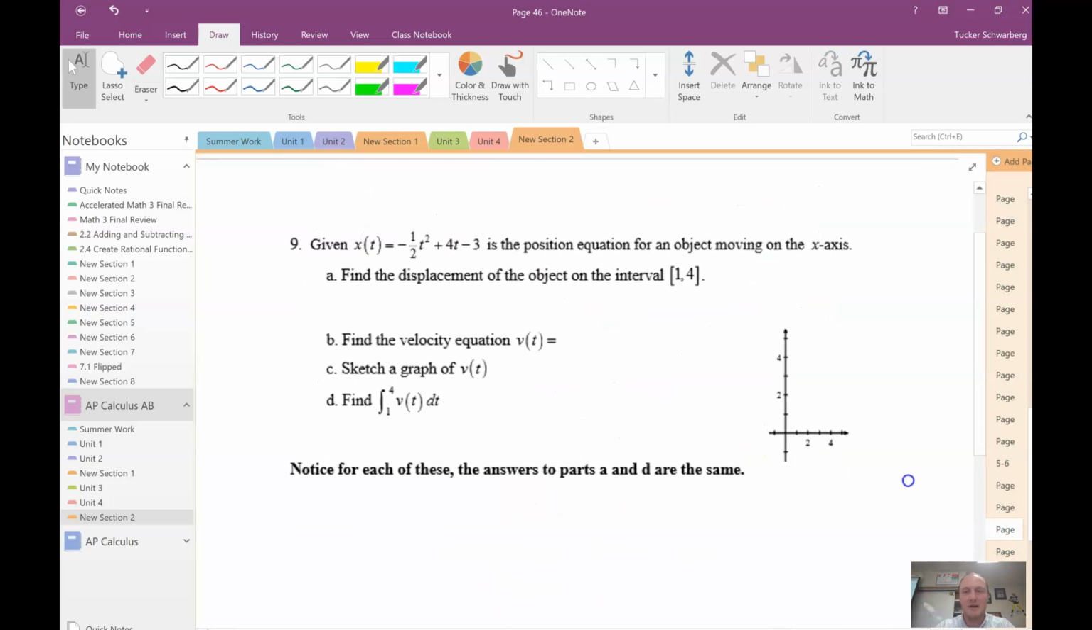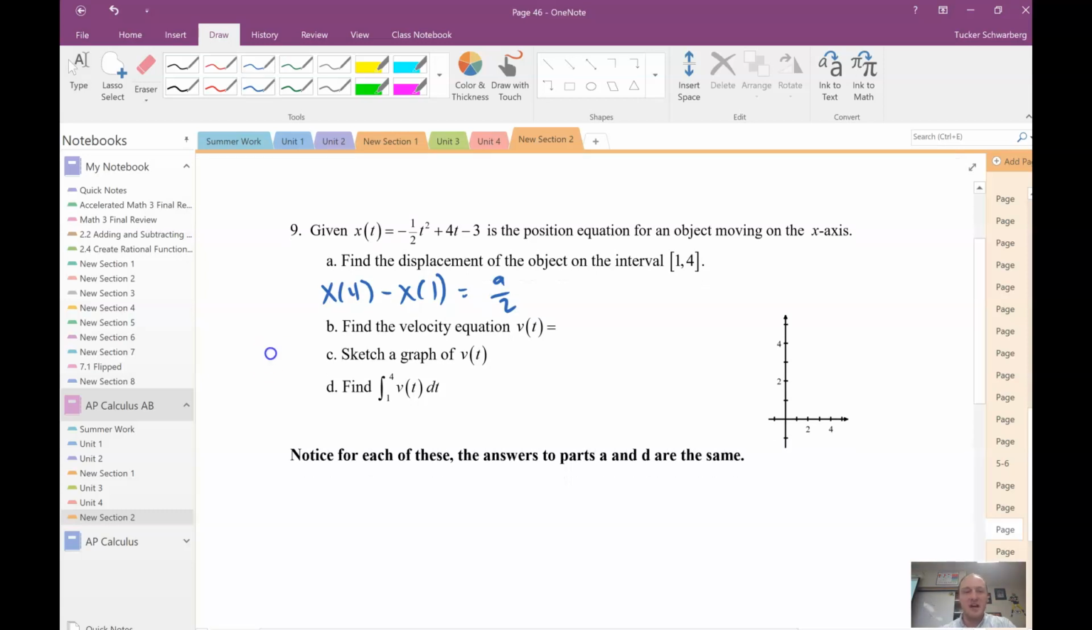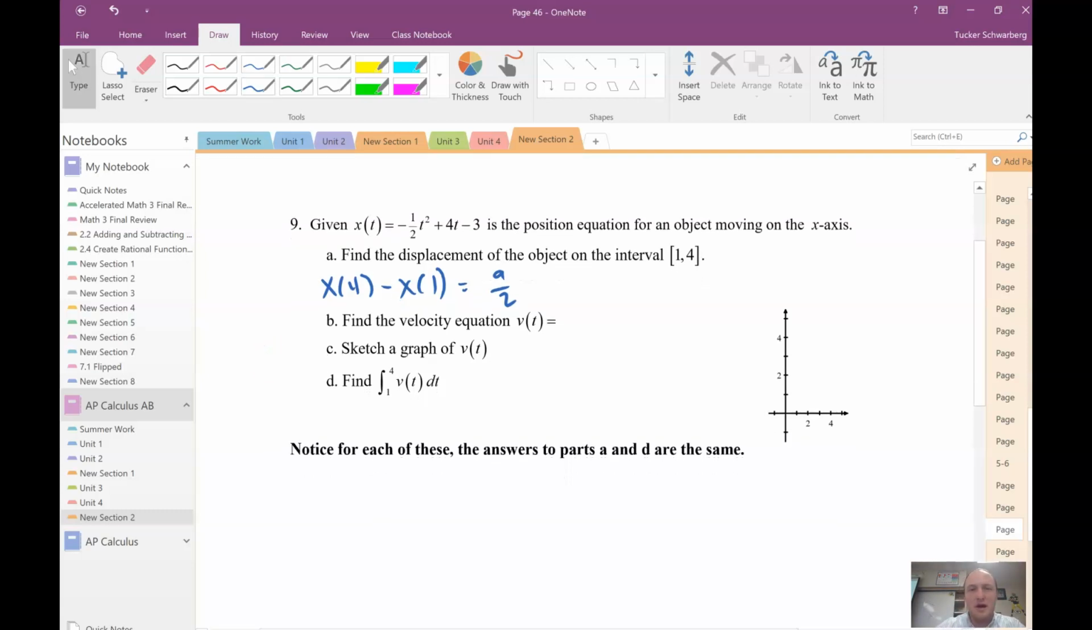Here we have a position function, x of t, and it wants us to find the displacement of the object on the interval 1 to 4. If I plug in x of 4 minus x of 1, this gives us 9/2. You can believe me. Part B, find the velocity equation v of t. I'm given the position and I need the velocity, so I take the derivative. That is negative t plus 4. So there's my velocity.